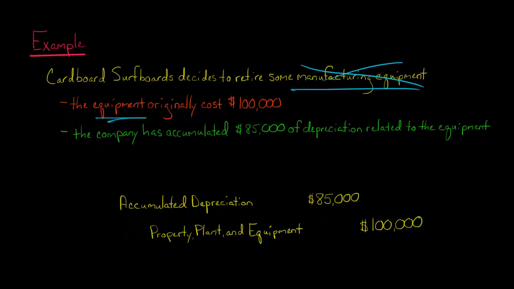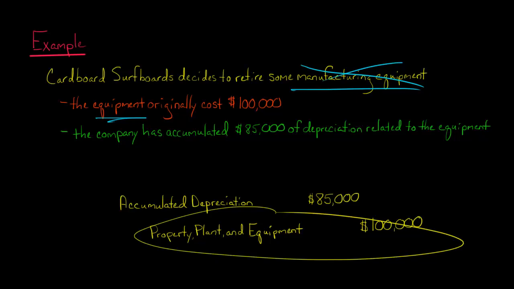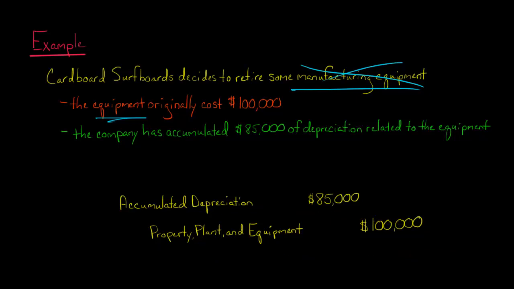So what are they going to do? We're going to have to credit the property, plant, and equipment account for $100,000. That's to signify that we no longer have this equipment on the balance sheet. Okay, it originally cost $100,000, so we had debited the equipment account back in the day, and now we're going to credit that equipment account. We also need to get rid of the $85,000 of accumulated depreciation, so we are going to debit that. So we're going to debit the accumulated depreciation for $85,000.